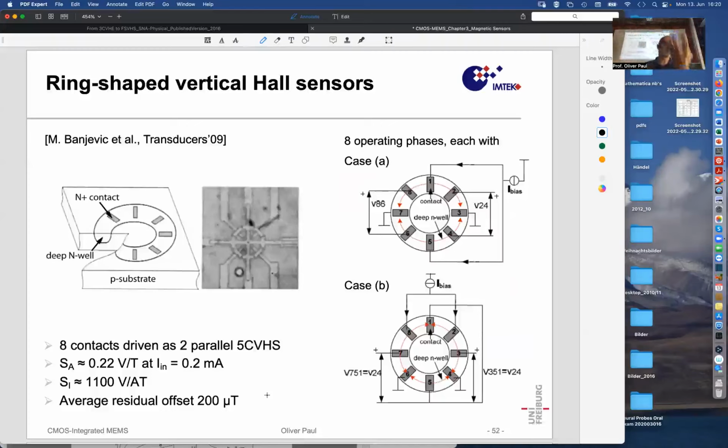So we have 8 contacts viewed from the top. You see the 8 contacts arranged like this. And then you can imagine that you inject current. So here's a current source into contact 1 and 5. And then you extract it at contact 7 and 3. And if you consider this device like this, you could just imagine an imaginary cut here, and then you would have 2 5-contact devices, one in the top half and one in the bottom half.